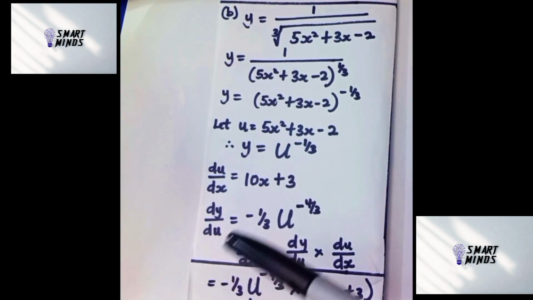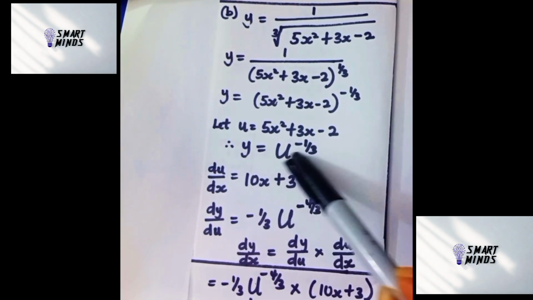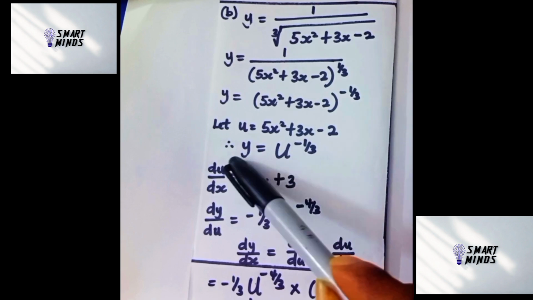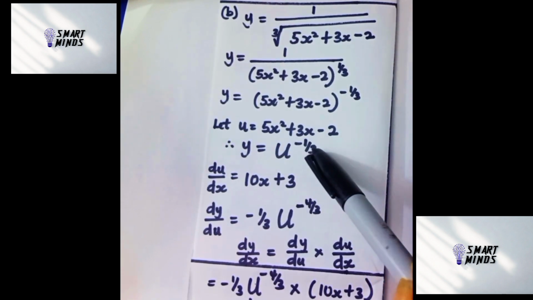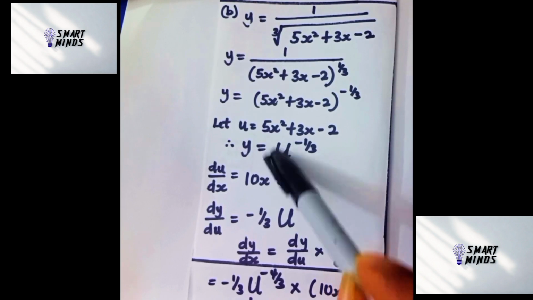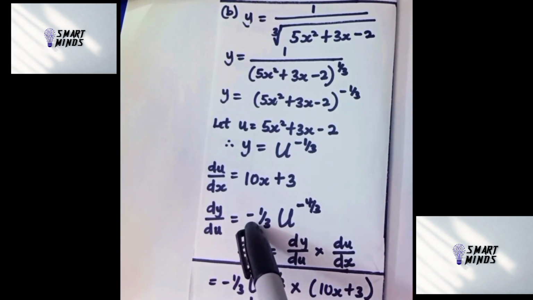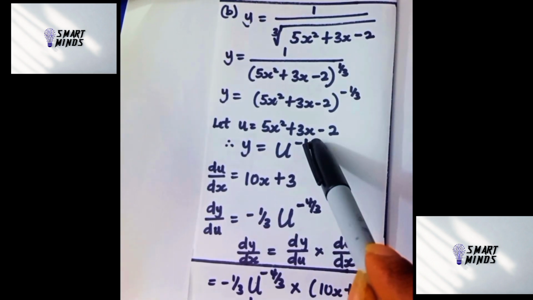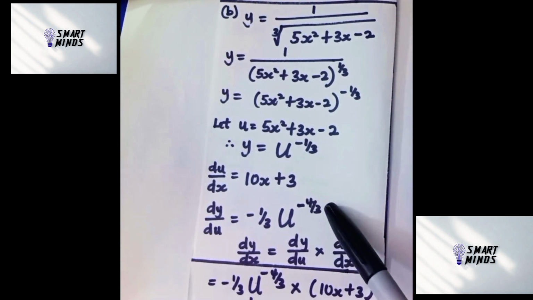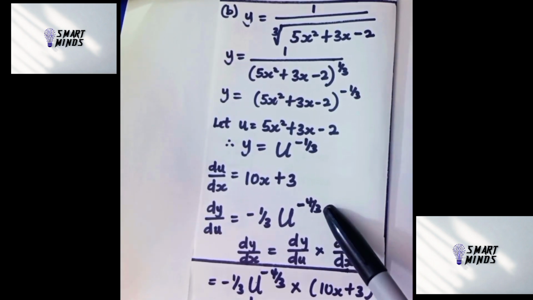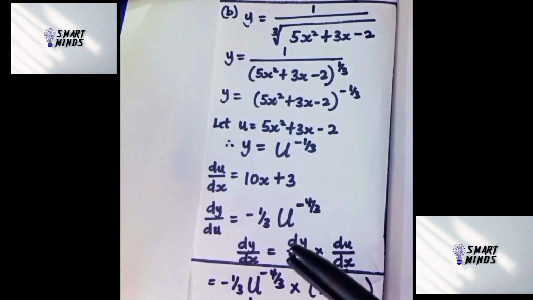Now let's differentiate y with respect to u from here. Okay, so from this point, the power we have here is minus 1 over 3. So minus 1 over 3 times the invisible 1 becomes minus 1 over 3. Then subtract 1 from this power, it gives us minus 4 over 3. You can quickly do this on your calculator. Alright, now let's move further.